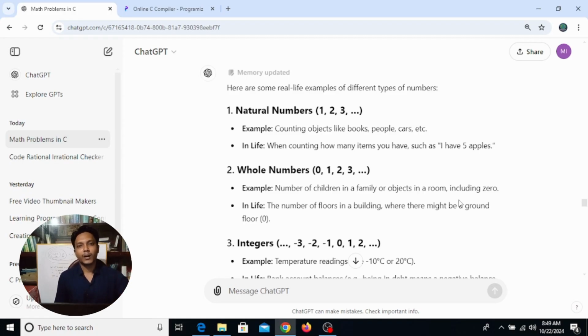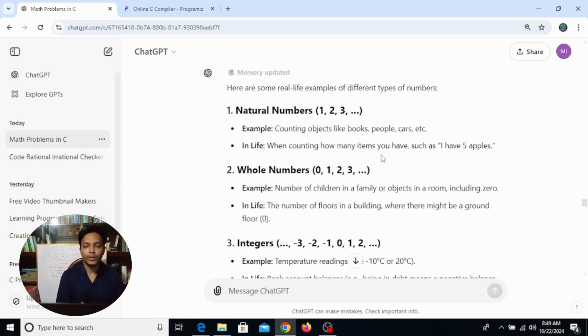How do you know which numbers are natural? It starts from 1. Where do we get these numbers? When you count books, like one book, two books, or people, we encounter natural numbers. When counting how many items you have, such as 5 apples, that's a natural number. So what's a whole number then?